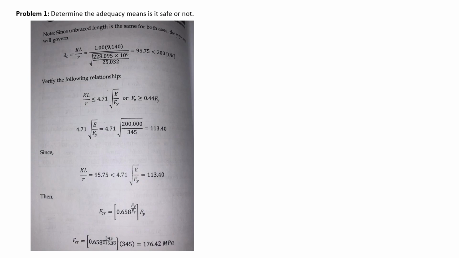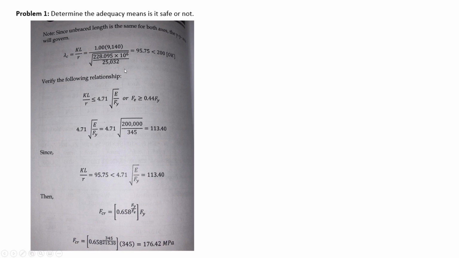Since the unbracing is the same for both axes, the weaker axis will govern. So the slenderness ratio is equal to KL over r. We have K of 1, pinned at both ends, and the length is 9,140 mm. With r as the square root of I over A, we get 95.75. Checking NSCP 2015, it should be less than 200. Mostly the problems have less than 200. If it is more than 200, the section you used is not ideal. It would fail from the start.